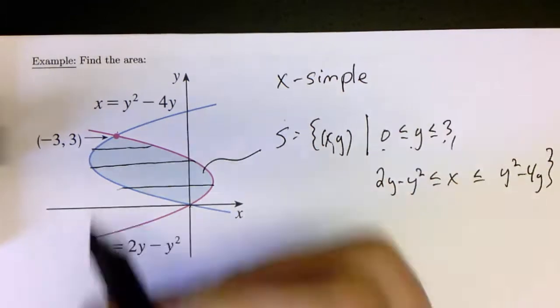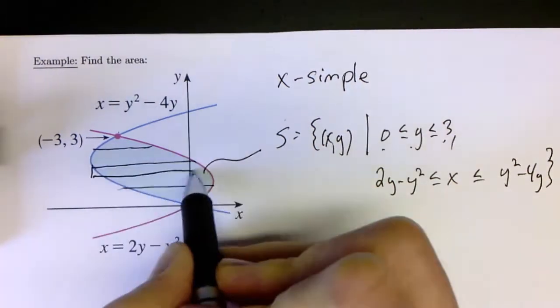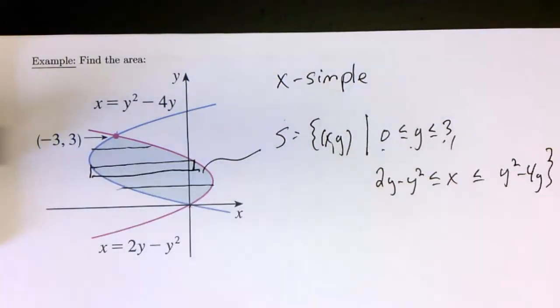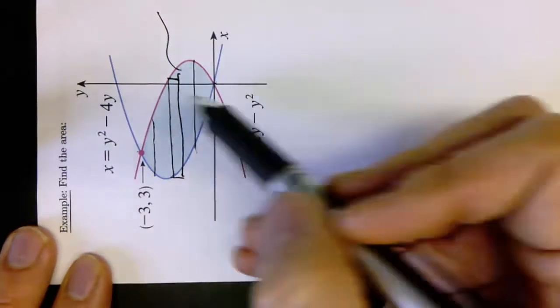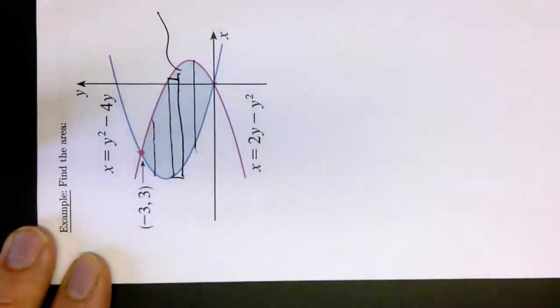Now to find the area, we're going to basically just do exactly what we have done before, except we're going to reverse the x's and the y's. If that's a problem for you, just turn the picture sideways. All right, now we have a top and a bottom. Okay, it looks very similar.